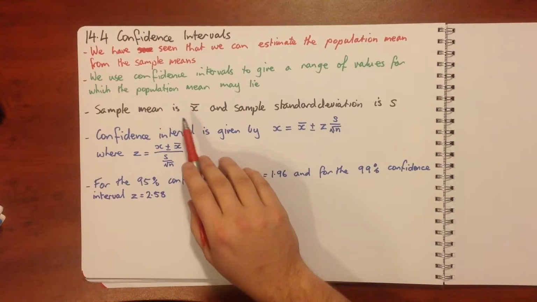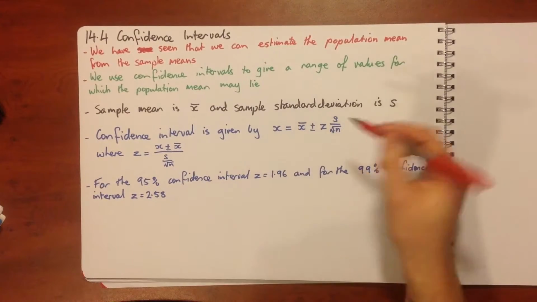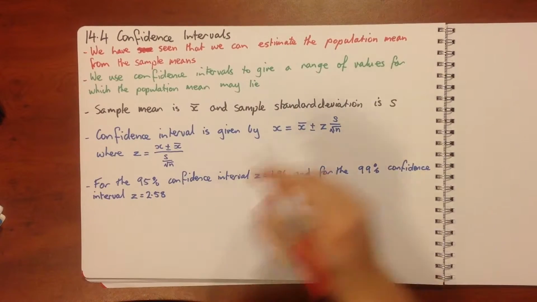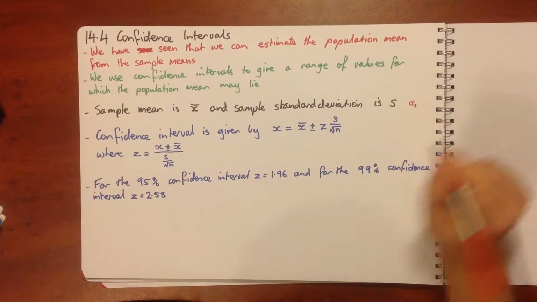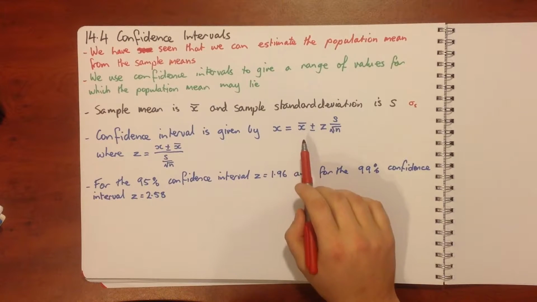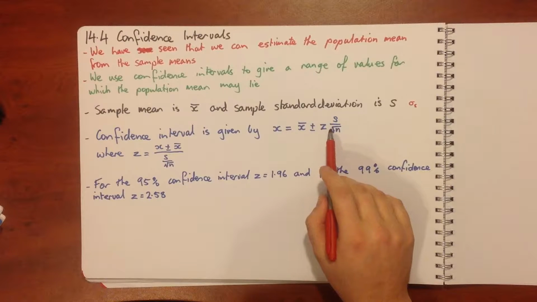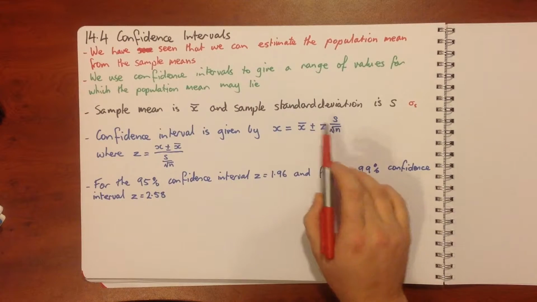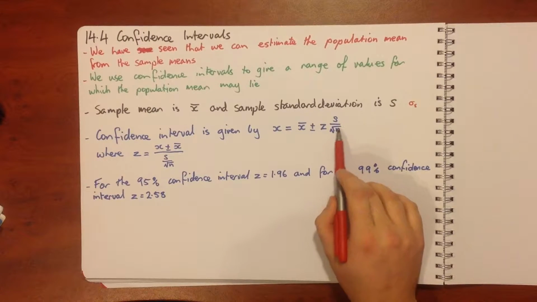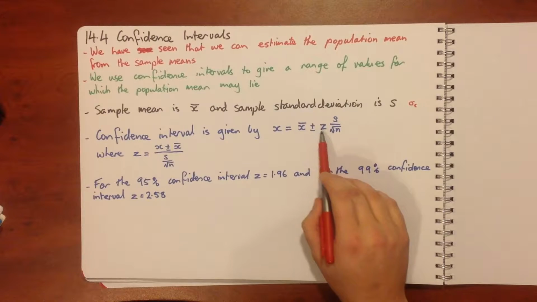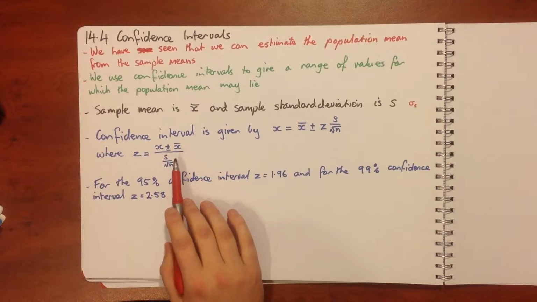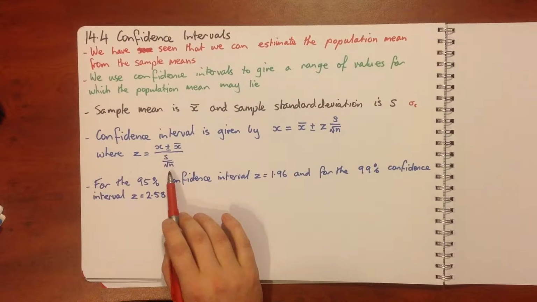Our sample mean we say is x bar, and our sample standard deviation is just s. You could probably write sigma s or something if you wanted to. Our confidence interval is given by x equals x bar plus or minus z times s on the square root of n. So that's our sample mean and our sample deviation, and this n is going to be our sample size. And we've got this z value. Now that z value is given by x minus x bar divided by s on the square root of n.